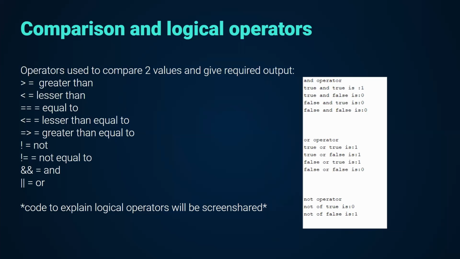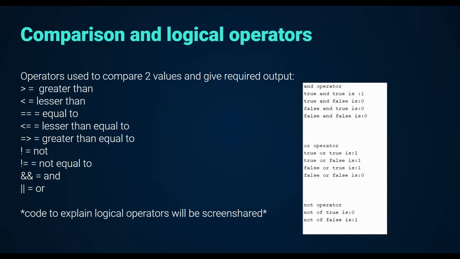Comparison and logical operators. These will be used the most when you want to limit any form of analog output from your Arduino. They are greater than, lesser than, equal to, lesser than or equal to, greater than or equal to. Then we have the logical operators, that is NOT, AND, and OR. I'll be screen sharing to show you what I mean by this. Before that, I guess you understand that a comparison operator will give an output of either true or false.